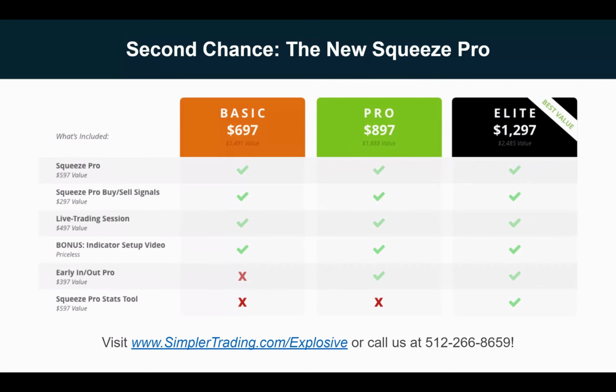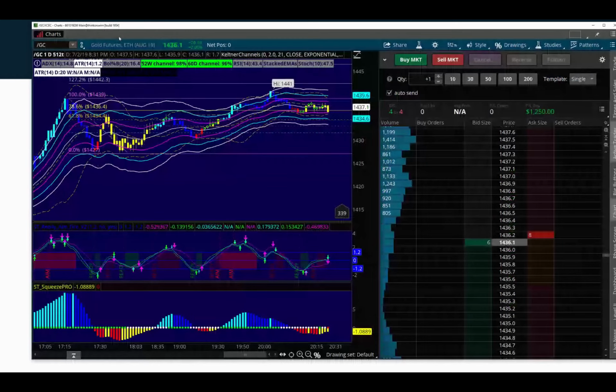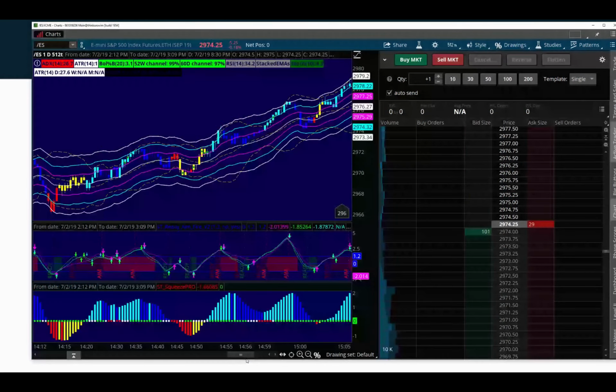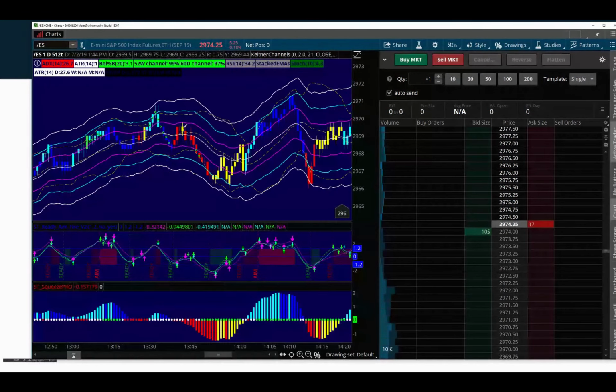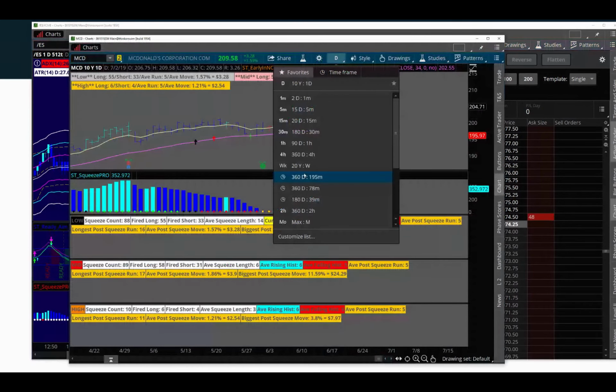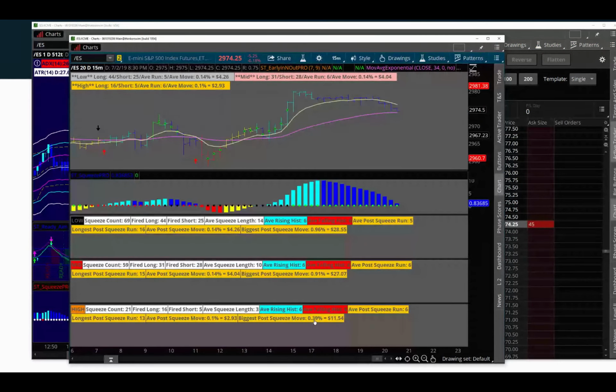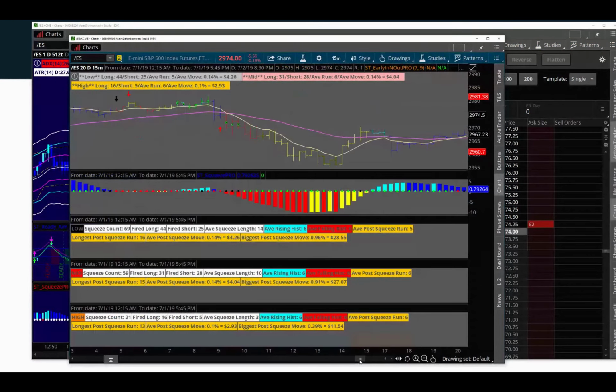Good question. What if the Squeeze Pro fires short? You're doing the exact same thing, just the opposite. If we look at S&Ps, I thought there was a short signal a little earlier. Let's do a 15-minute chart, S&Ps, because there was a sell signal. I think it was a 15-minute chart. Yeah, okay, so here you go.